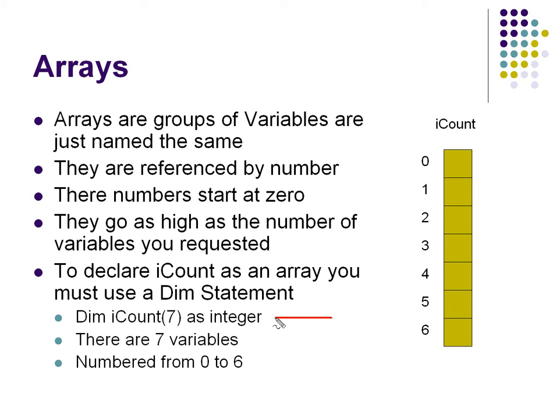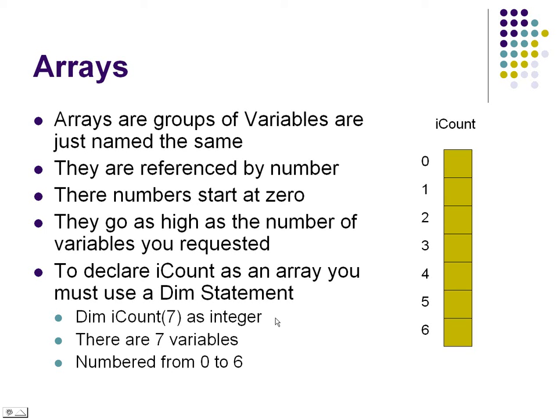That dim statement allows us to dimension iCount as 7 little boxes. And you see the 7 boxes there. There are 7 boxes if you count them. They start numbering at 0 and they end up at 6. So that's something important you have to remember, is that the highest number is 1 less than the number you requested. Okay, so that takes care of what they are, basically.